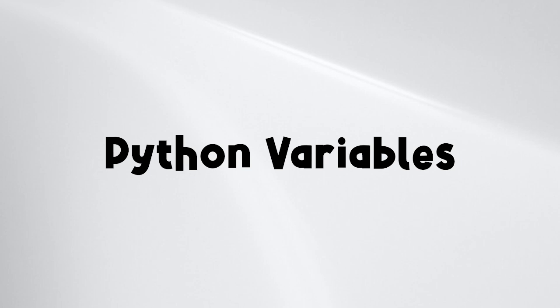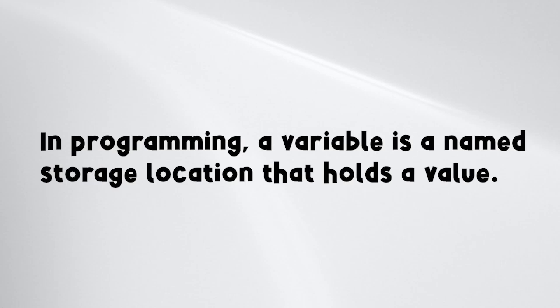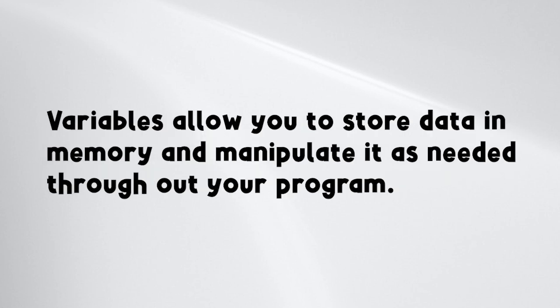And welcome to the fourth episode of Python from zero to hero. In this episode, we're gonna learn about variables in Python. So I would like to start with some definition before jumping to the code. Variables in programming are named storage locations that hold a value. Variables allow you to store data in memory and manipulate it as needed throughout your program.